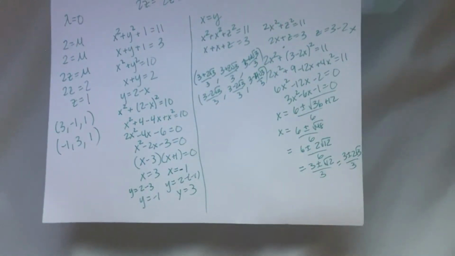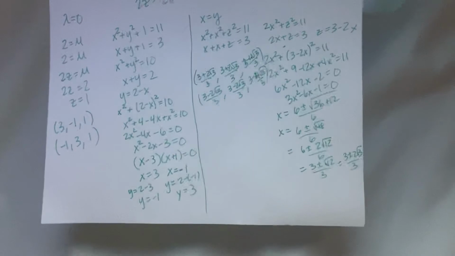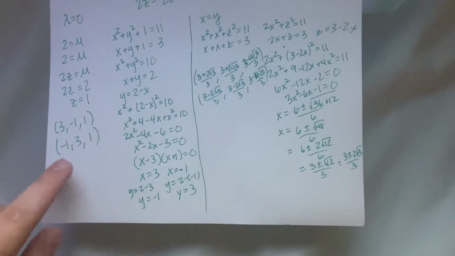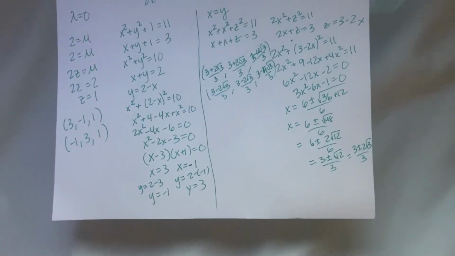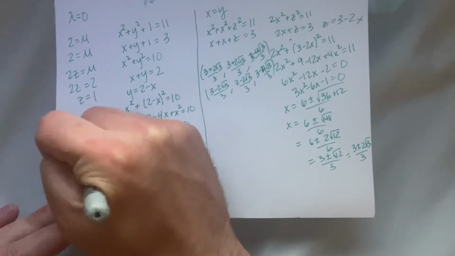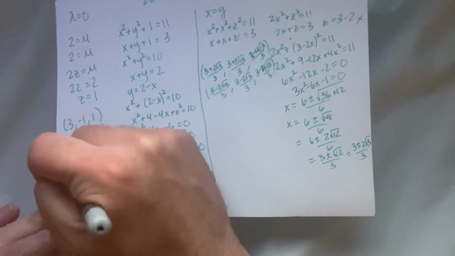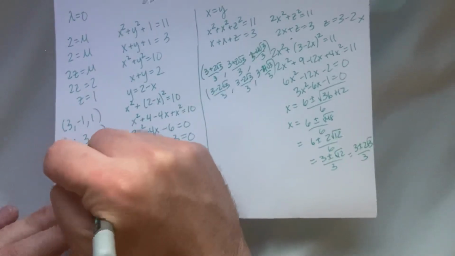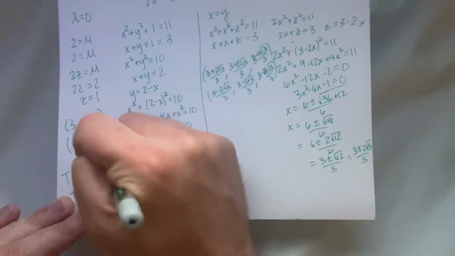Okay, so we're not done. We need to find the max and min by plugging these all in. If I plug in the two over here, 3, negative 1, 1, and negative 1, 3, 1 into my constraint function, I end up getting t of 3, negative 1, 1, and t of negative 1, 3, 1, both equal 25.